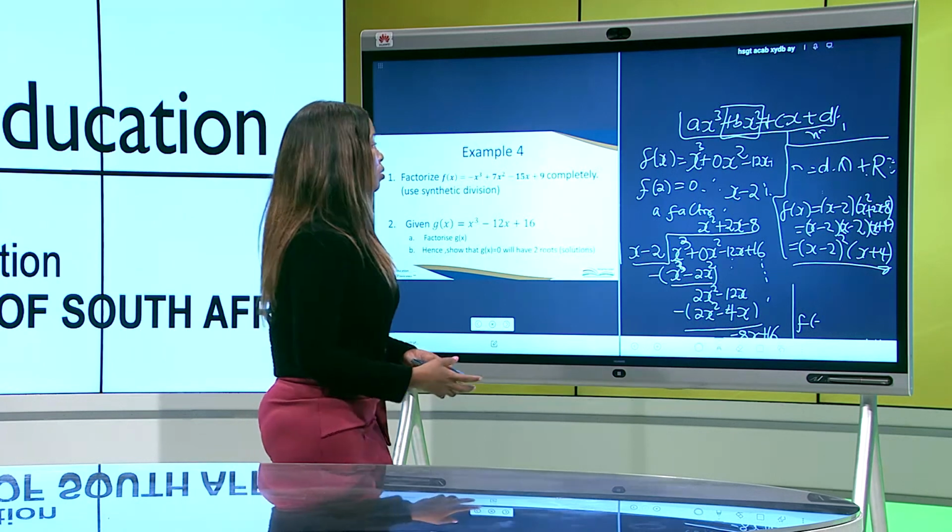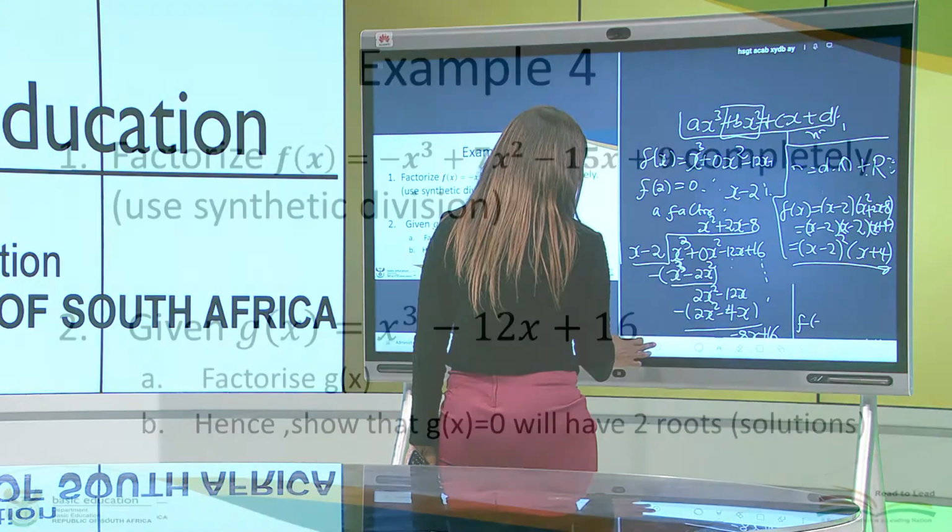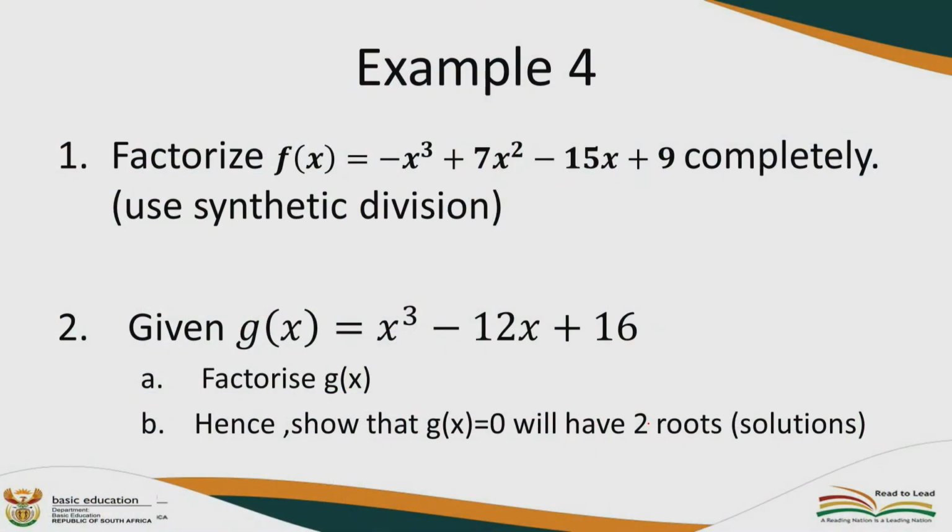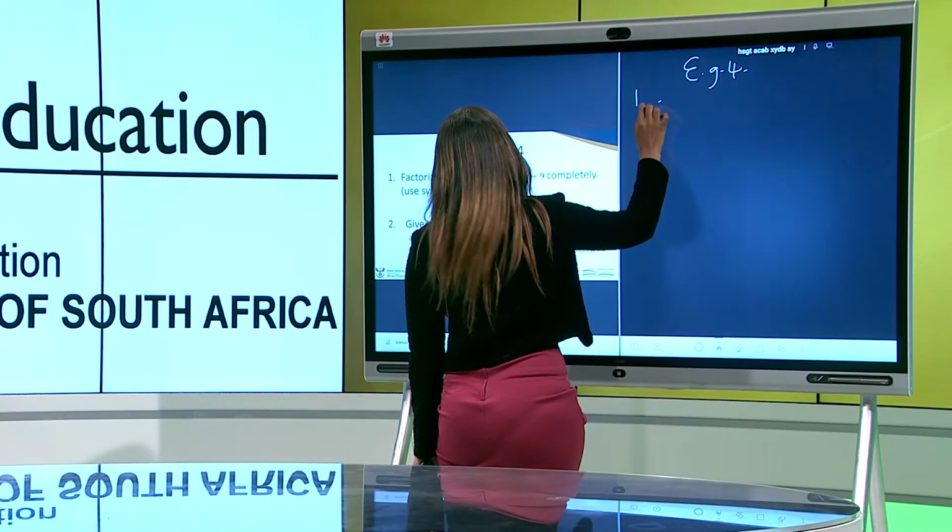So that you can choose which method we are comfortable with at the end. Now let's go through the fourth example. In our fourth example, we are required to factorize, but now we need to strictly use the synthetic division method.